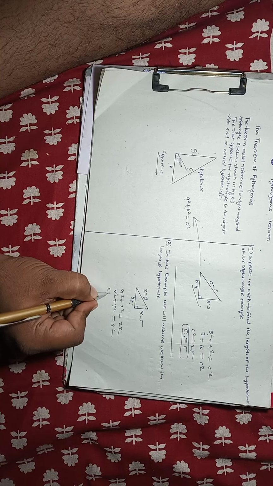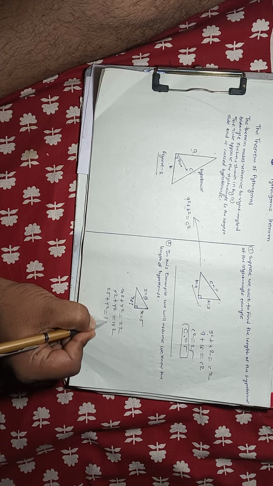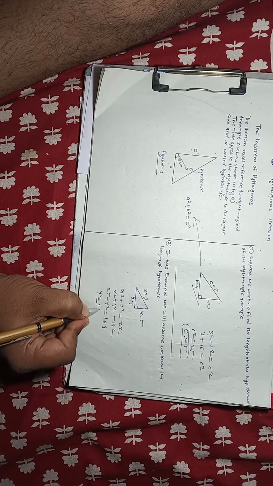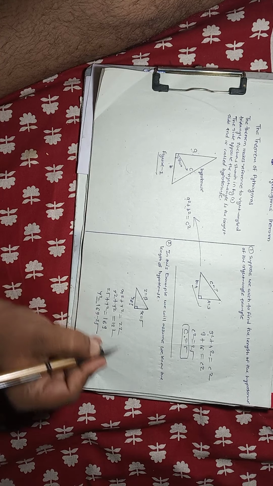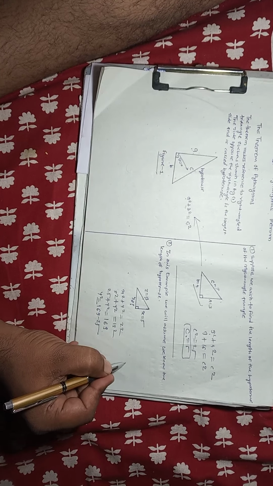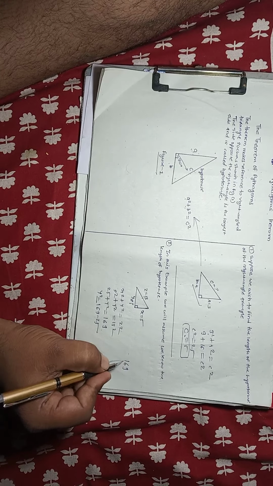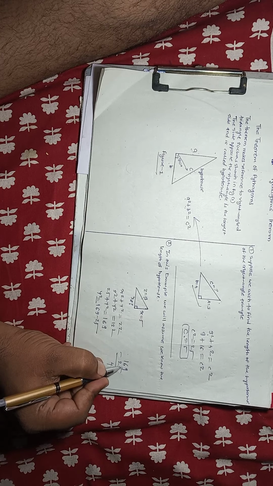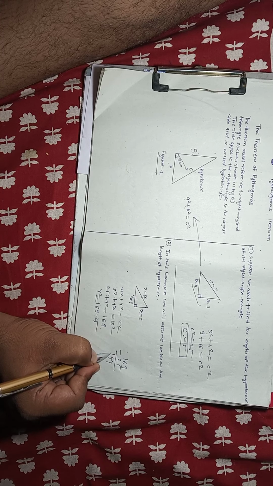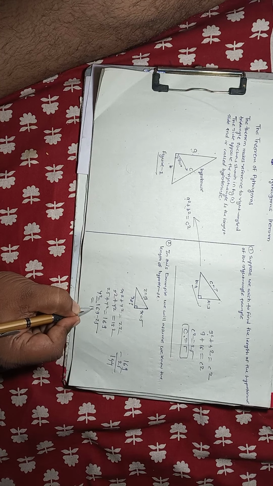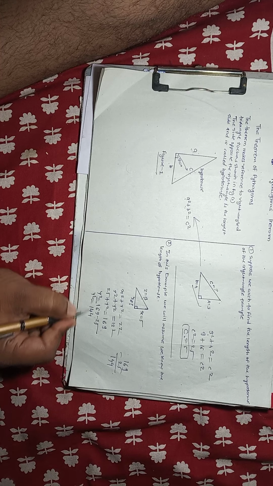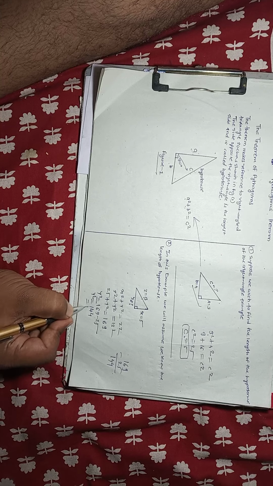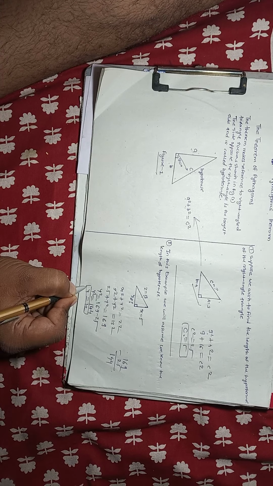So 5 square is 25, and 13 square is 169. Y square is equal to 169 minus 25. 169 minus 25 is, I think, 144. But for verification we will do simple subtraction, that is 9 minus 5 is equal to 4, 6 minus 2 is equal to 4, again 144. So y square is equal to 144. So the square root of 144 is 12, that is y is equal to 12.